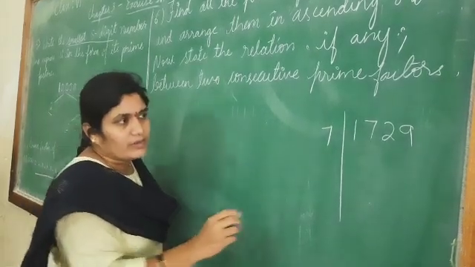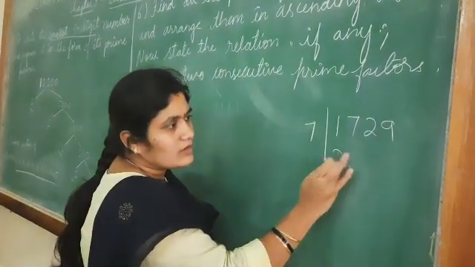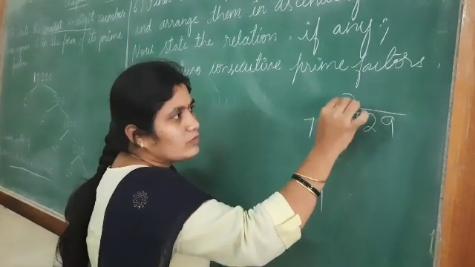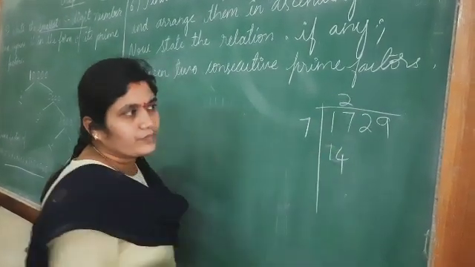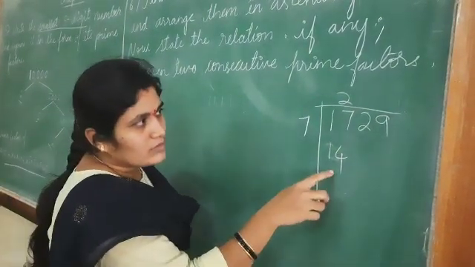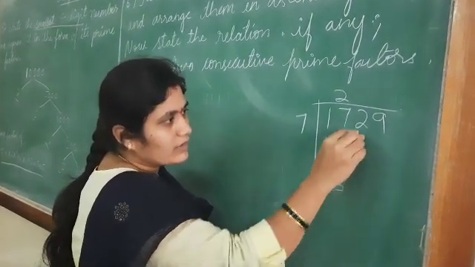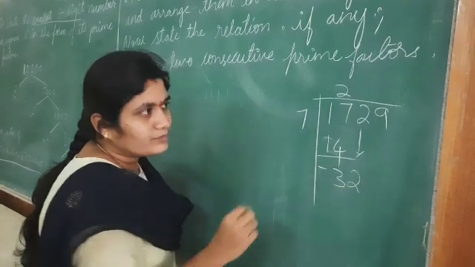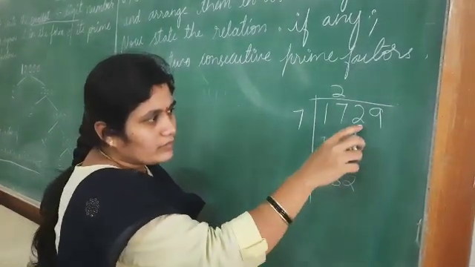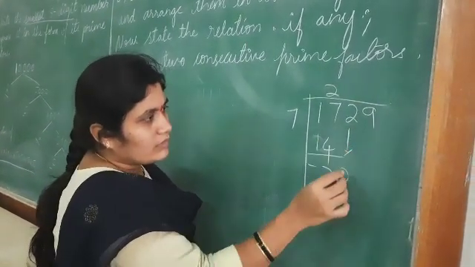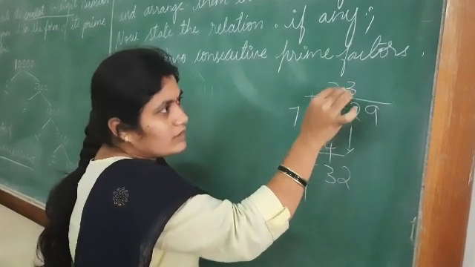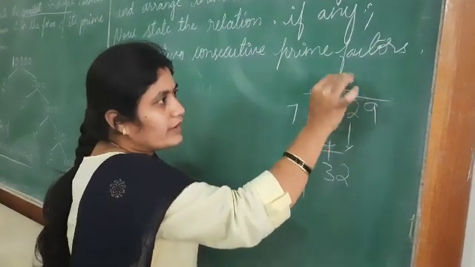Let me take 7. 7 2's are 14. 7 2's are 14. Then 3 is remaining here. Take this 2 down. And then you write 7 4's are 28.